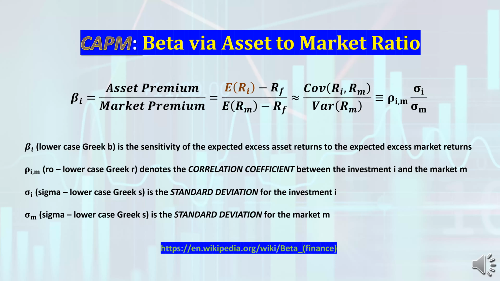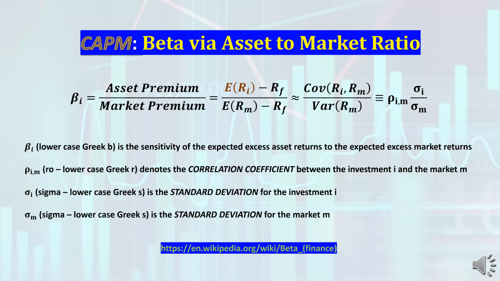Expected and risk-free rates were covered, as was the purpose of beta. A detailed explanation of the covariance and variance versions of beta comes later in the discussion, leaving the rho and sigma parts. Rho, the lowercase Greek r, denotes the correlation coefficient between the investment I and the market M. Sigma, the lowercase Greek s, with respect to I, is the standard deviation for the investment I. Sigma, with respect to M, is the standard deviation for the market M.